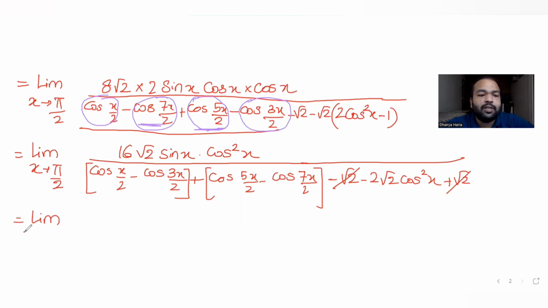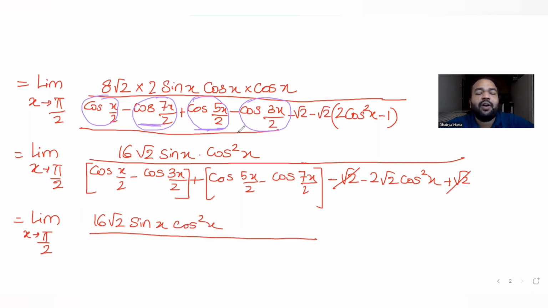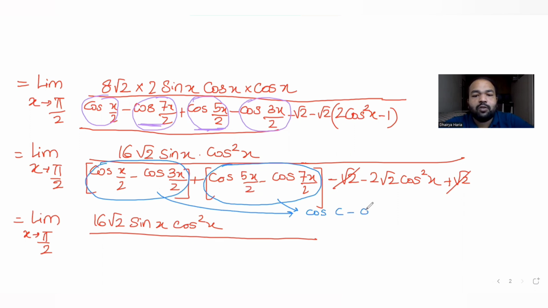Limit x tends to pi by 2, 16 root 2 sin x cos square x. Denominator, if I try to solve this, I can write this entire expression using the factorization formulas. Again, both of them are the same factorization formulas. That is cos c minus cos d, that gives you 2 cos c, or basically not cos, it is sin.